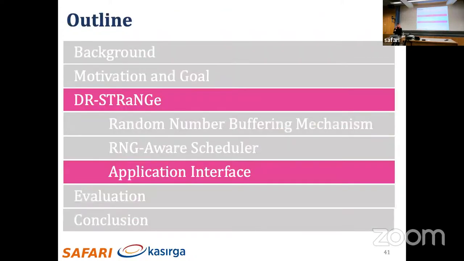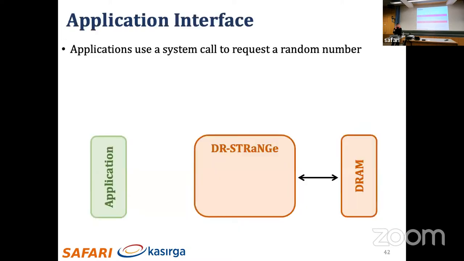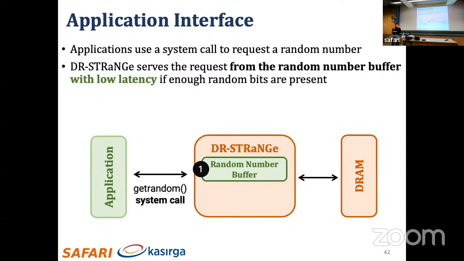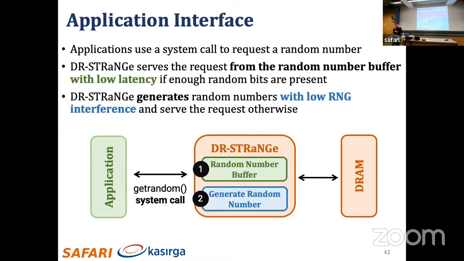And the third component of Dr. Strange is the application interface. Applications use the existing get random system call, which is modified to support DRAM-based RNGs and communicate with Dr. Strange. If there are enough bits in the random number buffer, Dr. Strange quickly serves the request from the random number buffer with low latency. Otherwise, it will generate random numbers with low RNG interference and serve the request.